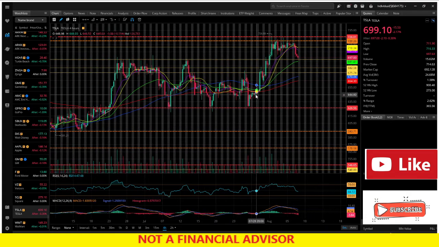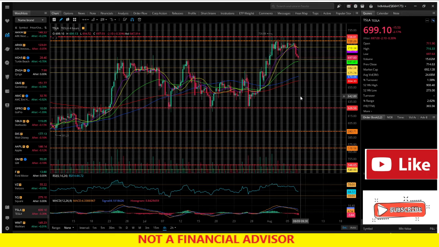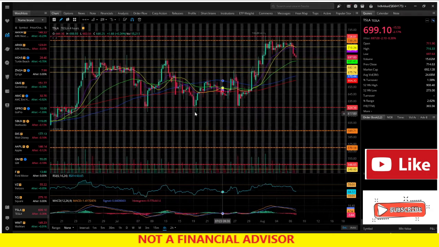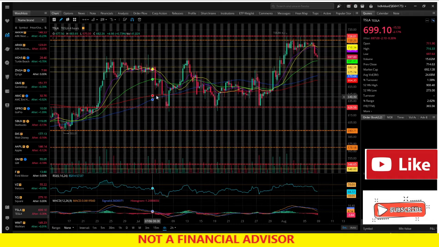I mean, you got one candle here that bounced from 648 to 677. And this is on the 4-hour time frame. That's a pretty good bounce. So you can see how it does here.